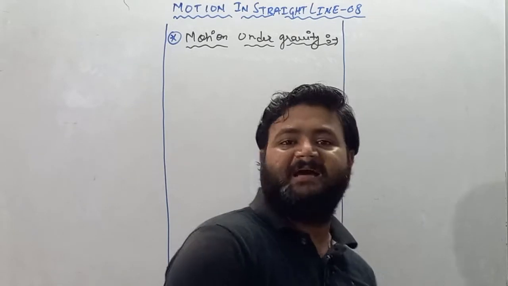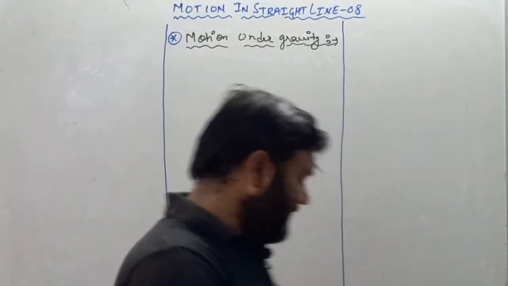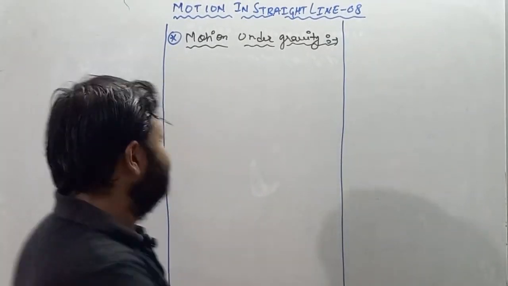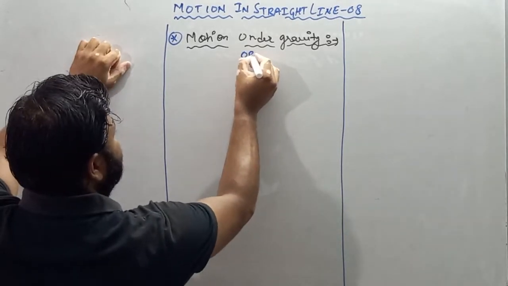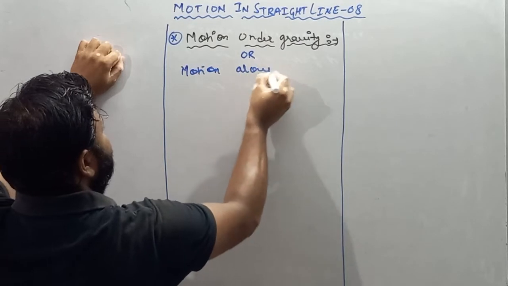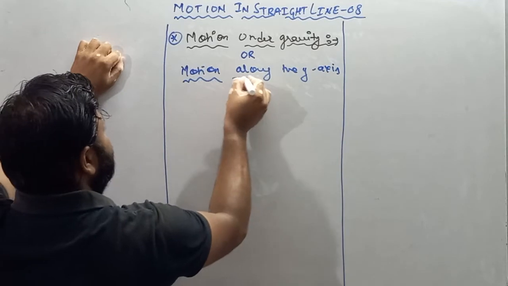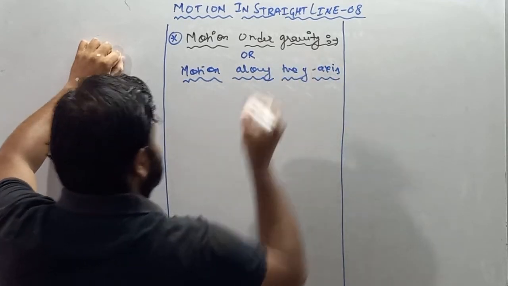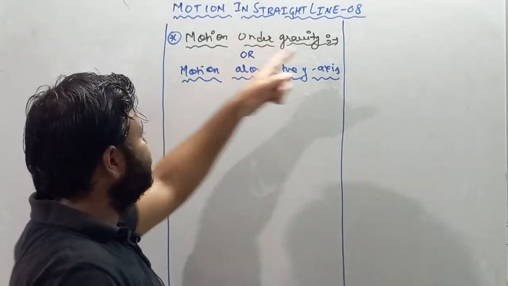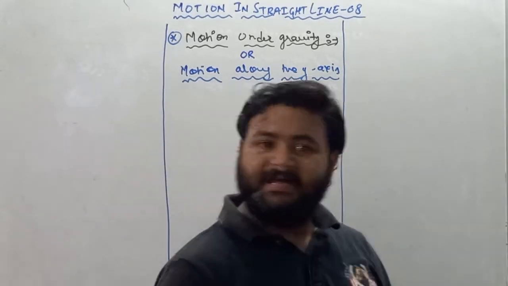Now we'll start with our new topic called motion under gravity. This kind of motion is also called motion along the y-axis. In motion in straight line, the topic is motion under gravity, or we can say motion along the y-axis.